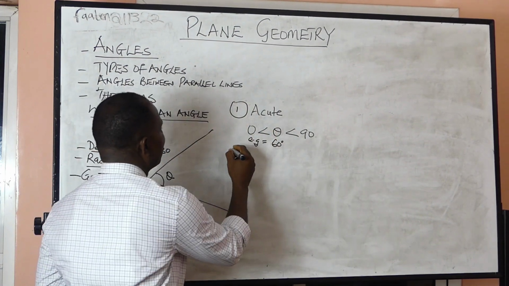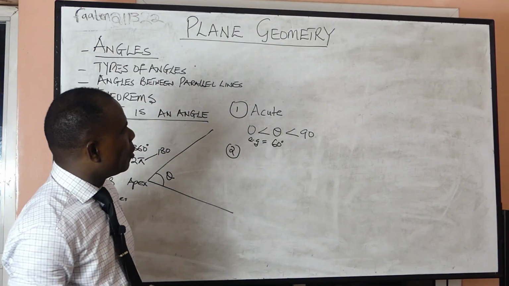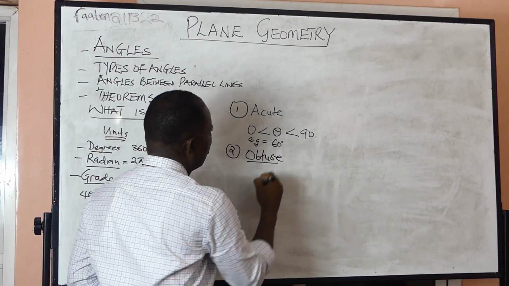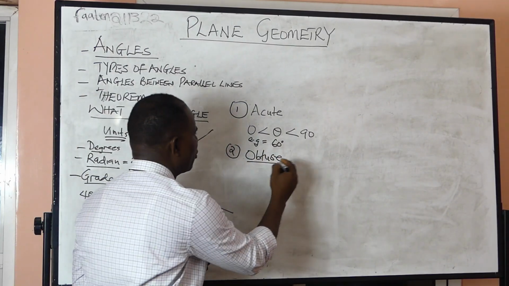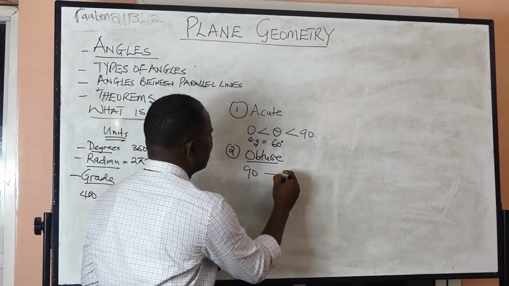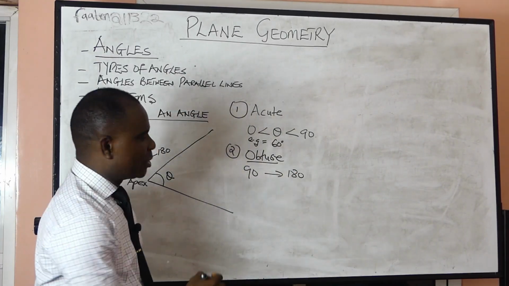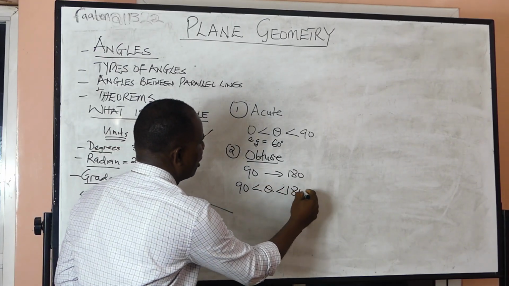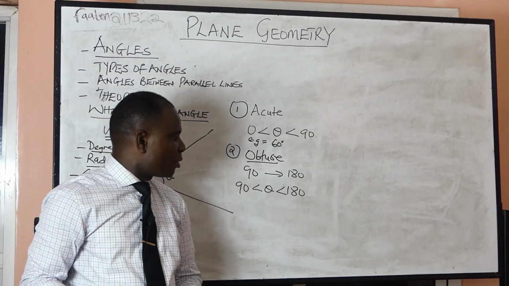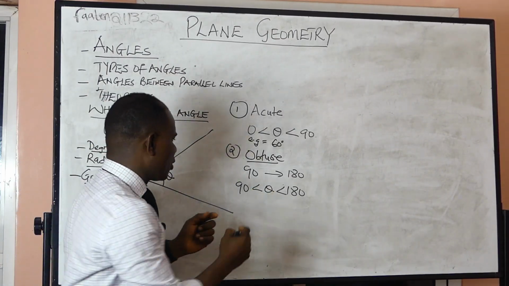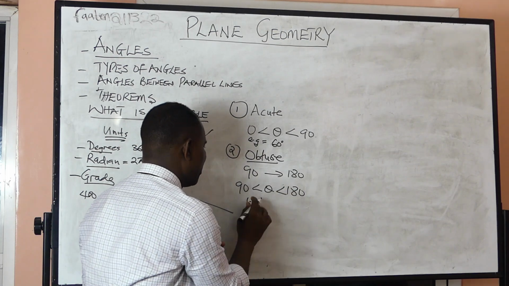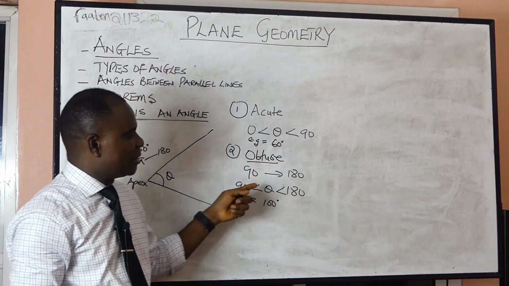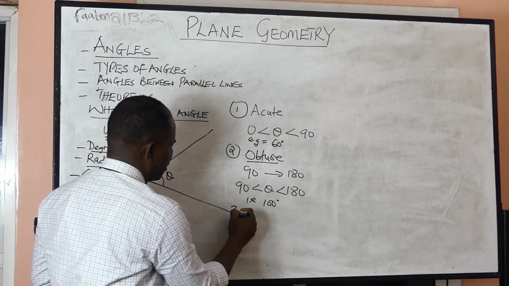We look at another type of angle, which is the obtuse angle. What is an obtuse angle? This kind of angle is between 90 and 180 degrees. That angle is an obtuse angle. An example is 100 degrees, which is between 90 and 180. And also, we will look at the third type of angle.